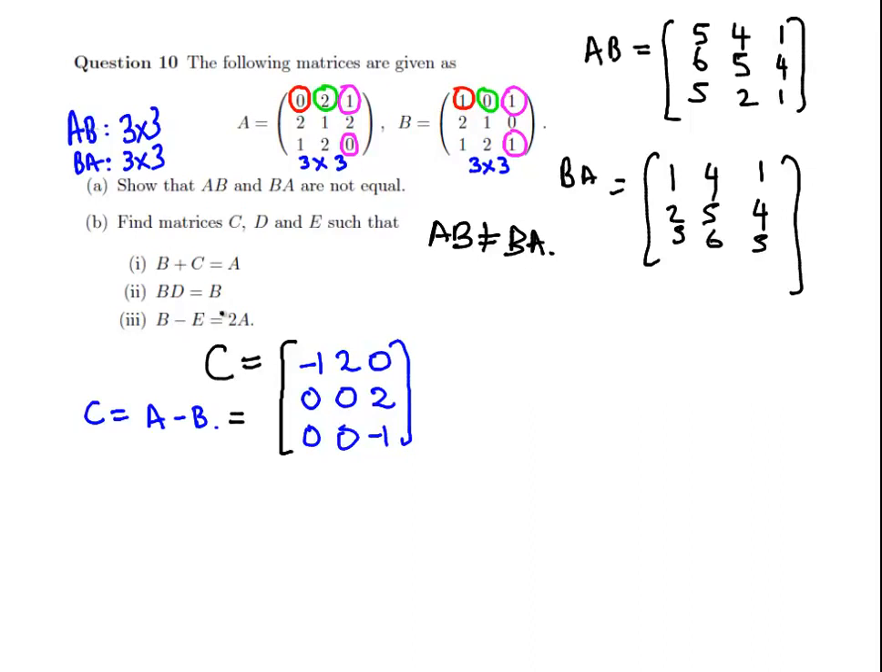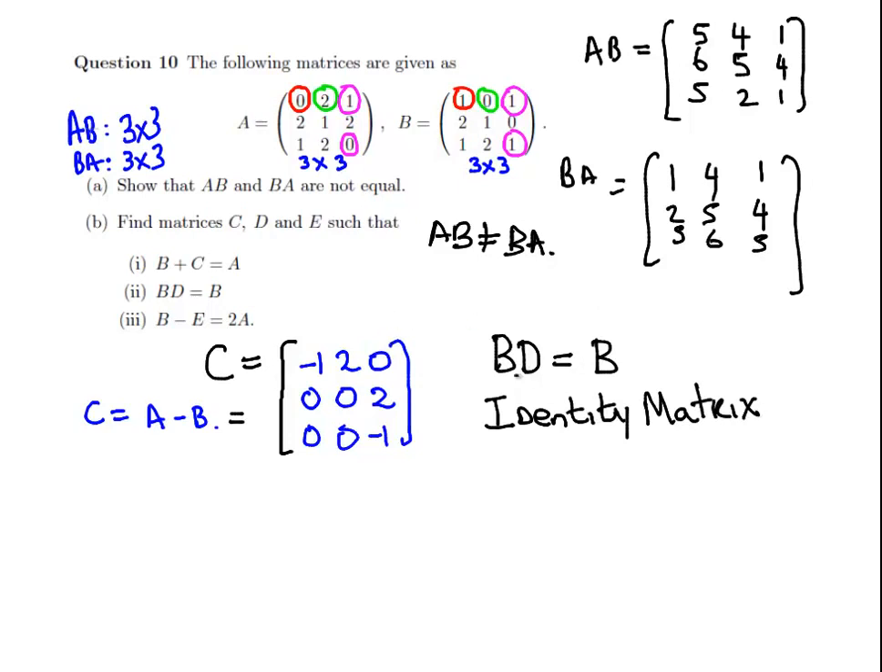C is equal to that. Okay. Now, the next one is interesting. The next one is, what matrix is this here, D? Now, this is a trick question. It's not really a calculation that we have to perform. It is the identity matrix. Okay. So it's an identity matrix.